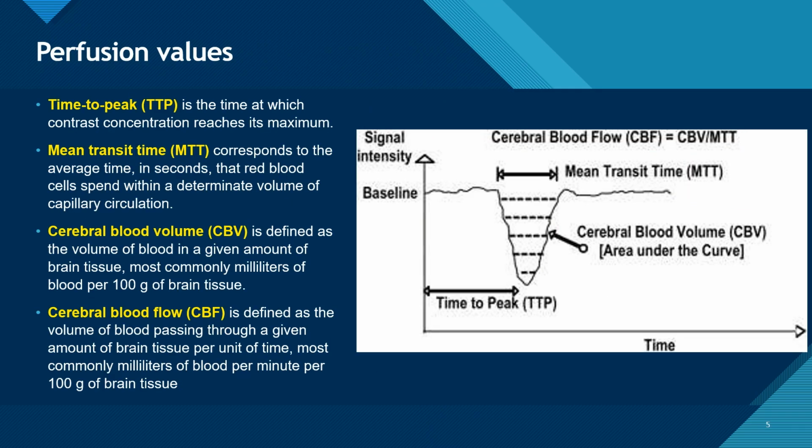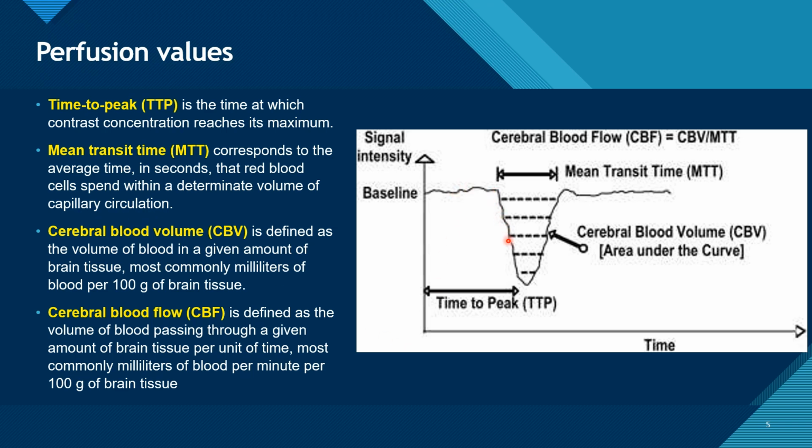So let's get into some detail regarding the perfusion values. First of all, we have time to peak, which is the time at which contrast concentration reaches its maximum. So basically, from the time we inject our gadolinium bolus until the maximum contrast peak, this is called our time to peak. Second of all, we have mean transit time, which corresponds to the average time measured in seconds that a red blood cell spends within a certain volume of the capillary circulation.